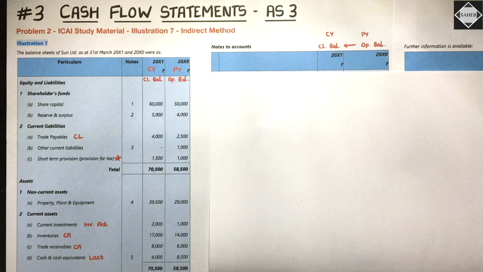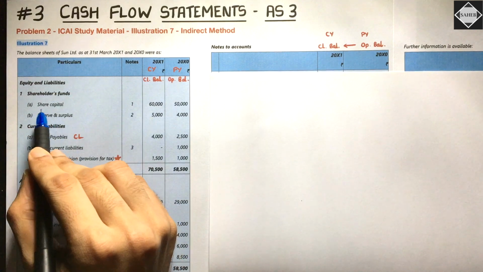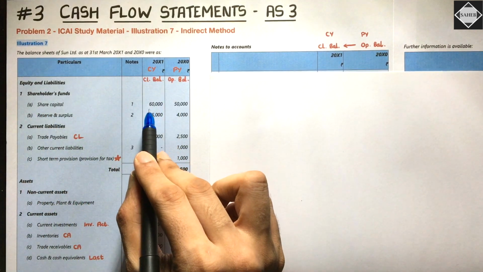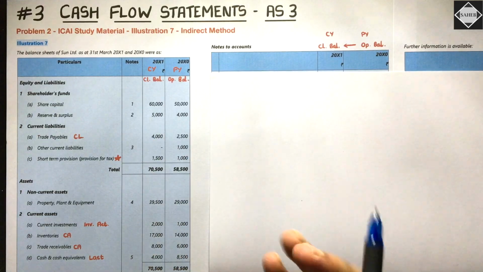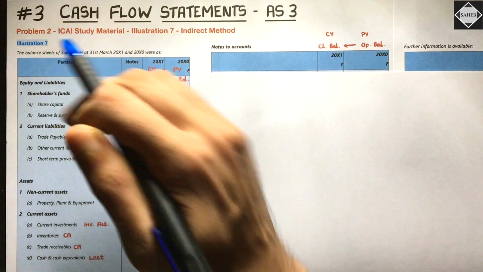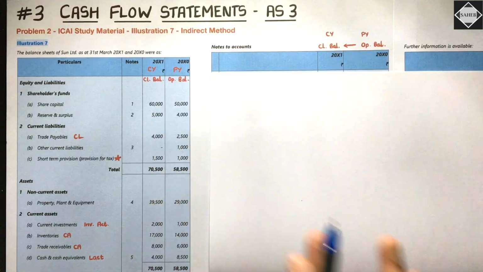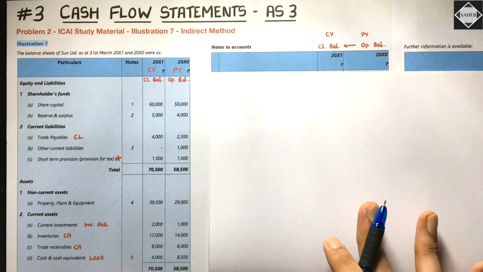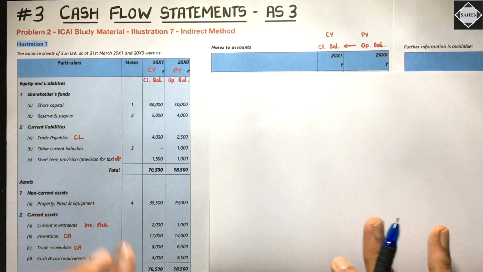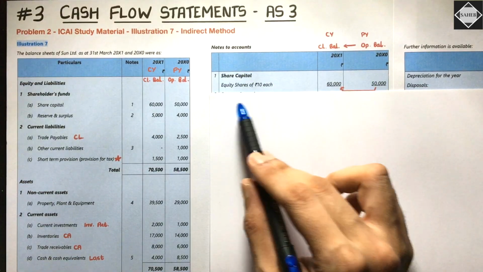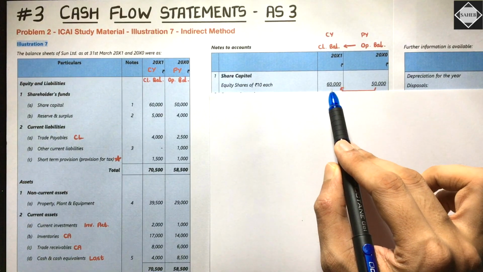First we have share capital, note number 1. We can see that from 50,000 it has become 60,000. That's how you have to see it, from previous year to current year, from opening balance to closing balance. What is the change? That's how you have to interpret things. So a 10,000 increase has happened. Let's go to note number 1 and we will have complete clarity. In note number 1, share capital, equity shares, from 50,000 it has become 60,000.